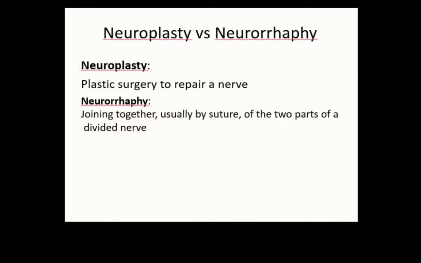Another little thing about these procedures: neuroplasty versus neurorrhaphy. The neuroplasty is the plastic surgery that repairs a nerve, and neurorrhaphy is the joining together, usually by suture, of two parts of a divided nerve. I think it's interesting when you look at the subsections under the nervous system, instead of having repair, as we've had in previous body systems, this one is called neurorrhaphy. They take away that repair word and just use the word specific to repair the nerves.